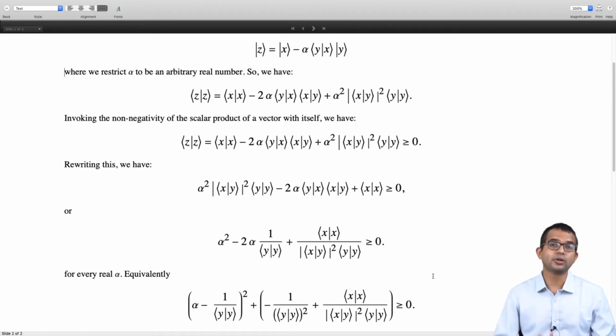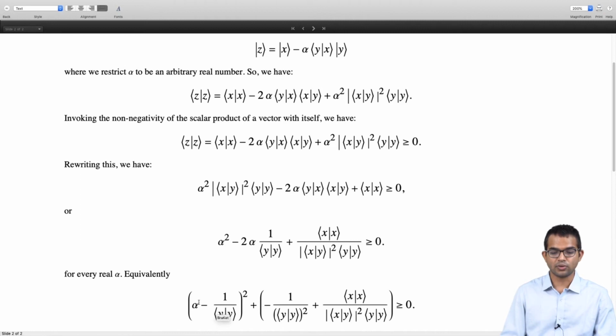Now this must hold for any real value of alpha. Here yy is a real number, alpha is a real number, the difference of two real numbers is a real number, the square of a real number is going to be real and positive, and the sum of a positive number with another quantity must be greater than or equal to 0 for any value of alpha.